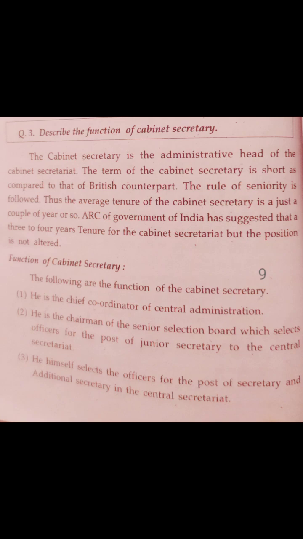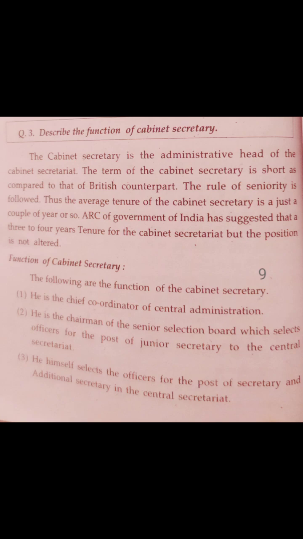Next question. Describe the functions of Cabinet Secretary. Answer. The Cabinet Secretary is the administrative head of the Cabinet Secretariat. The term of the Cabinet Secretary is short as compared to that of his British counterpart. The rule of seniority is followed, thus the average tenure of the Cabinet Secretary is just a couple of years or so.